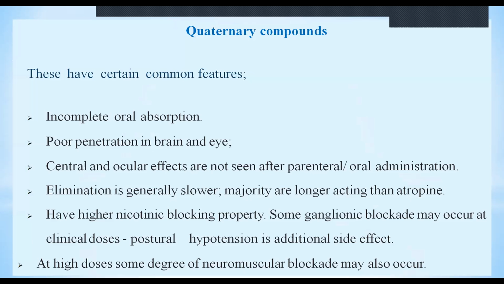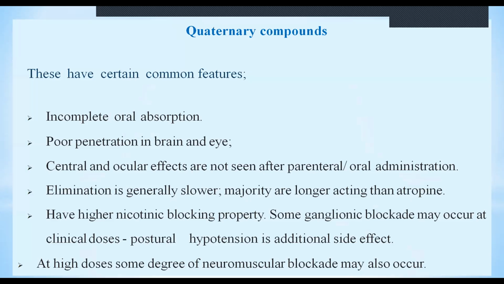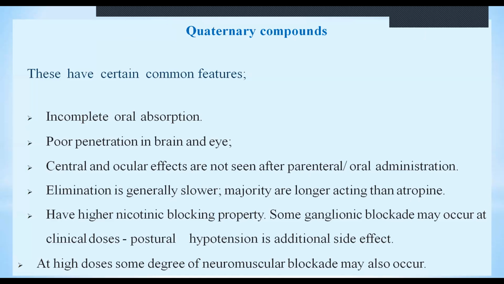A few of them are quaternary ammonium compounds, and these have certain common features like incomplete oral absorption. Most of the quaternary ammonium compounds show very little absorption from the site of action, especially by the oral route, and poor penetration into the brain and eye because of this quaternary nature. Central and ocular effects are not seen after parenteral or oral administration. And elimination is generally slow.